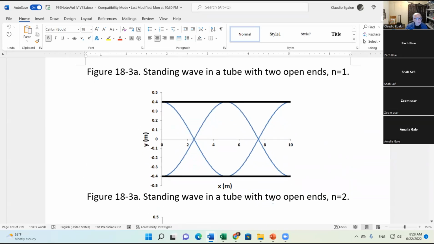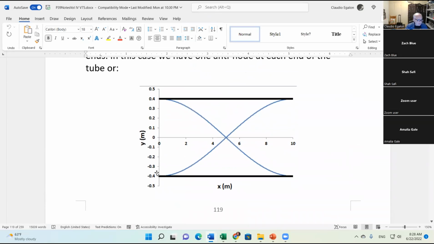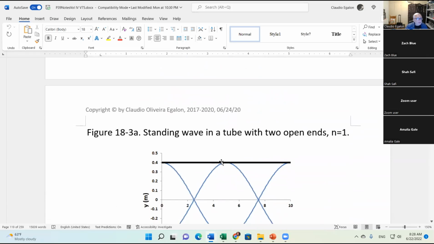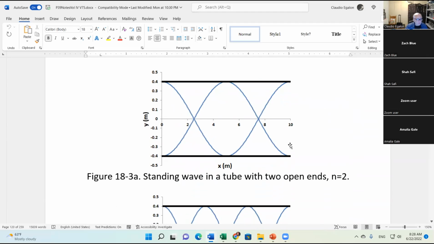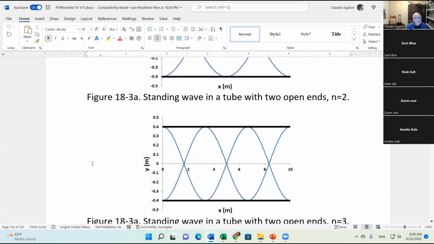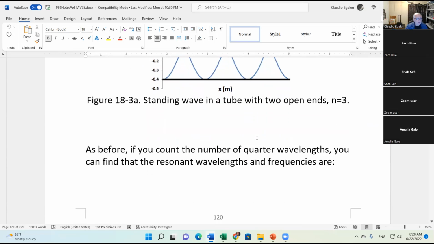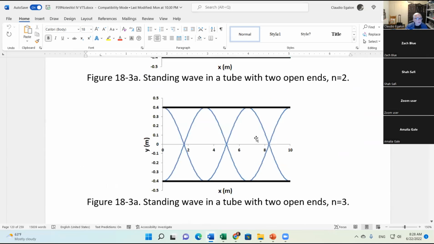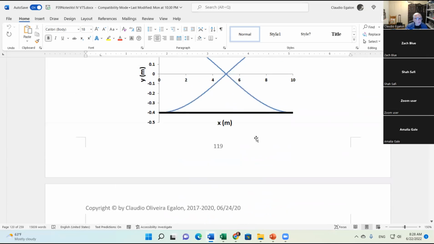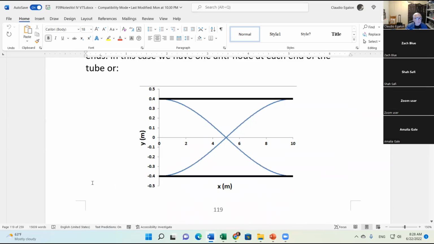The next one looks just like that, okay? What we have here is a half wavelength. What you have here is a full wavelength. And then you have another mode of vibration. Here you go, 1 wavelength and a half, right? And so on. And now we can start looking for mathematical patterns in those waves.